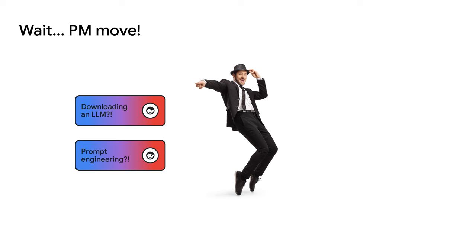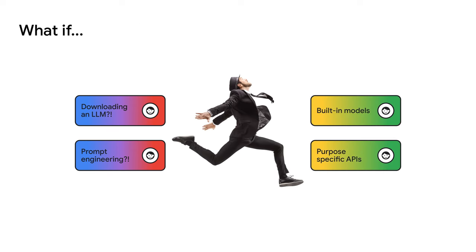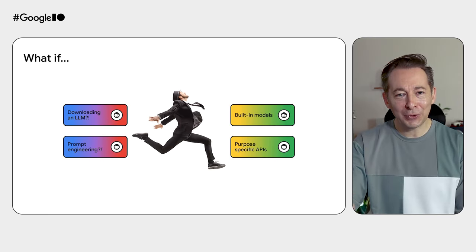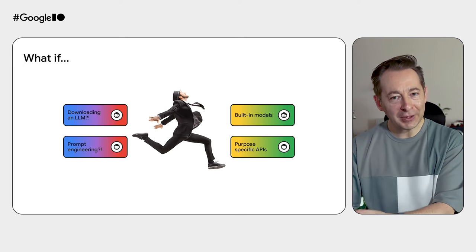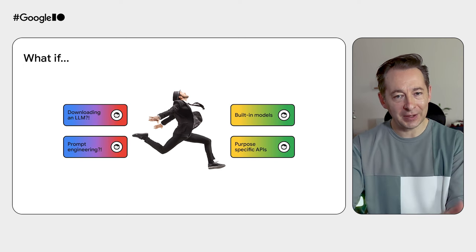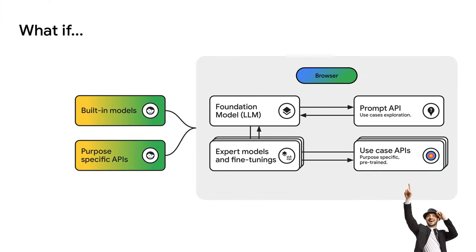So it's time for another PM move, the what-if step. What if the model was already there for any site to use? That way, you wouldn't have to download your own LLM. What if you could get the model to do what you need, like summarization, without having to master prompt engineering skills? Here's how this could look like.